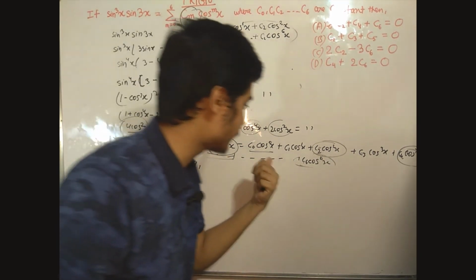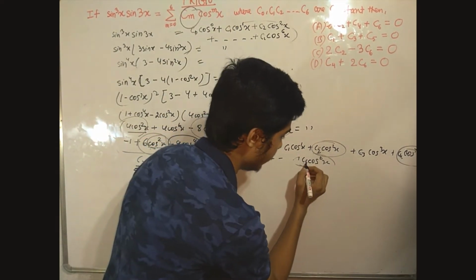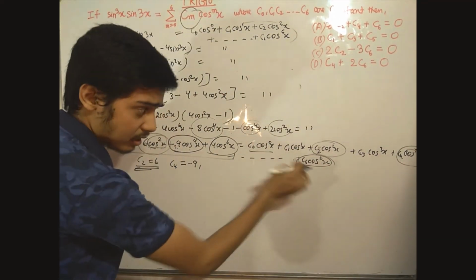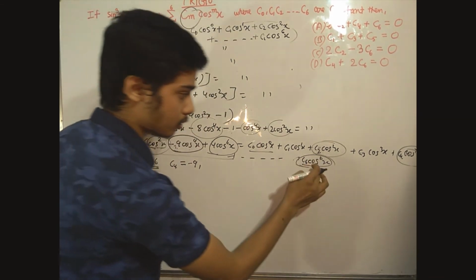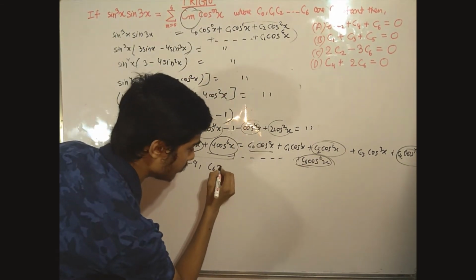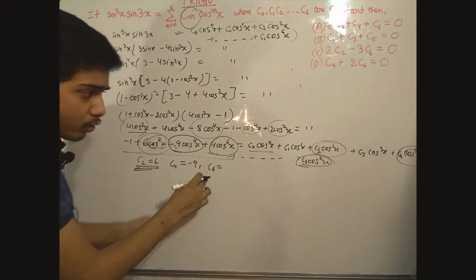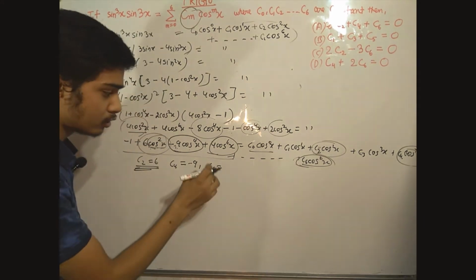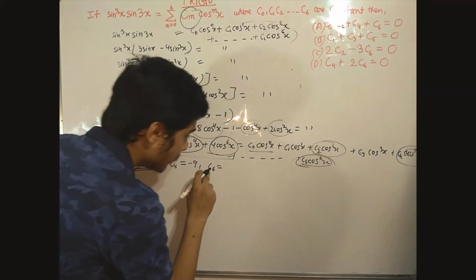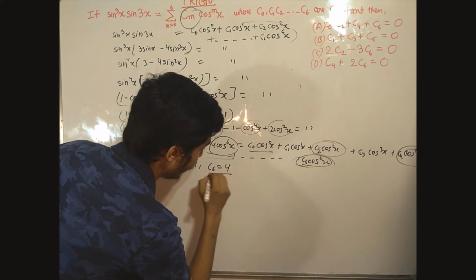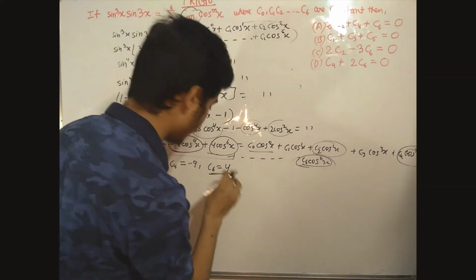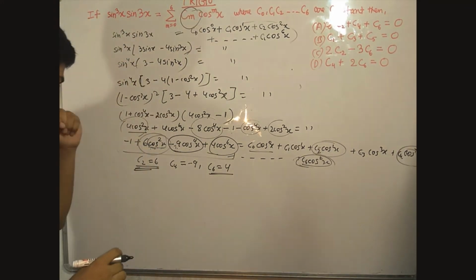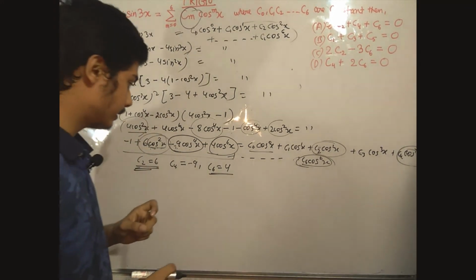And in this way, 4 is the coefficient of cos to the power 6x, and here C6 is the coefficient of cos to the power 6x. So what is the value of C6? The value of C6 will be 4. Now one thing is also remaining. What is that? Let me get it.